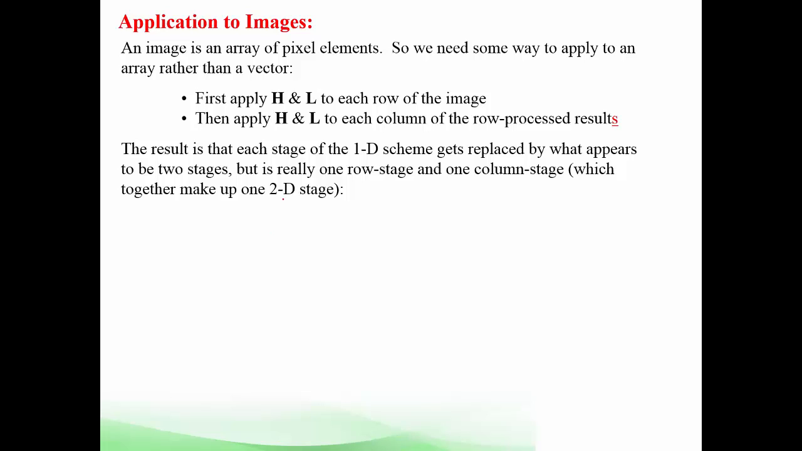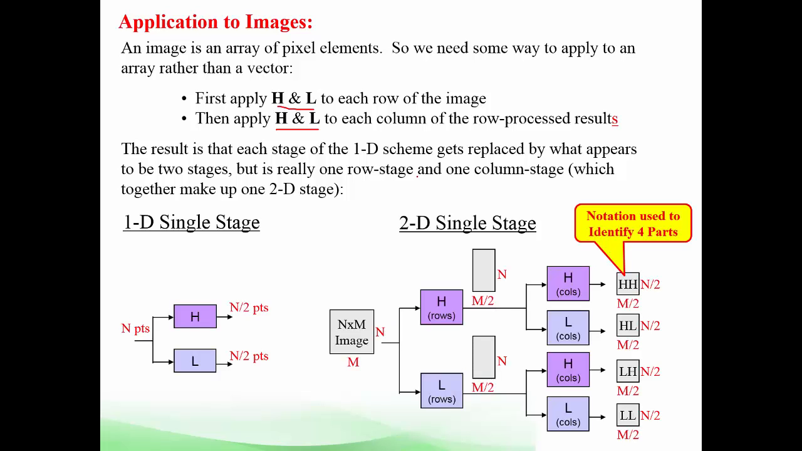So what ends up happening, because we have to apply H and L once and then apply H and L twice, the single stage for an image looks like it really is two separate stages, but it's really just one two-dimensional stage. So let's take a look at this. So here's the 1D single stage that we built with. We put n points in, we put it into an H, we put it into an L, and we get n over 2 points out. So what's going in is a vector.